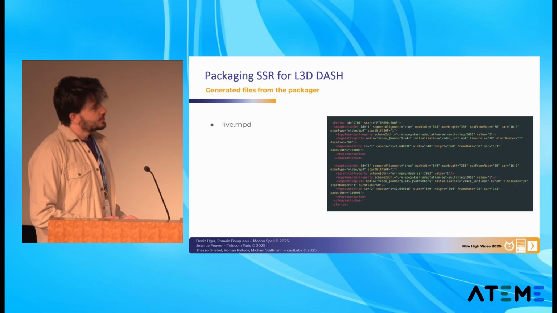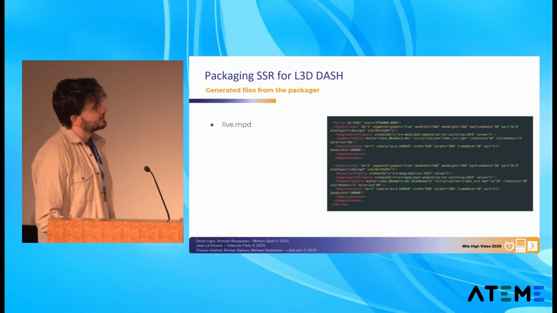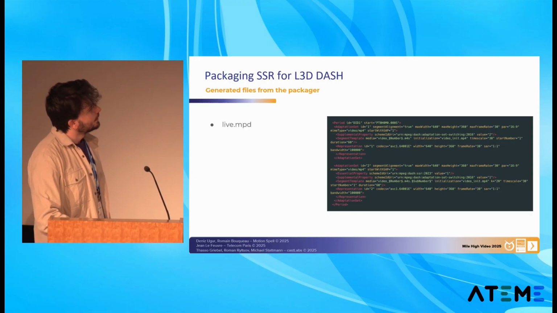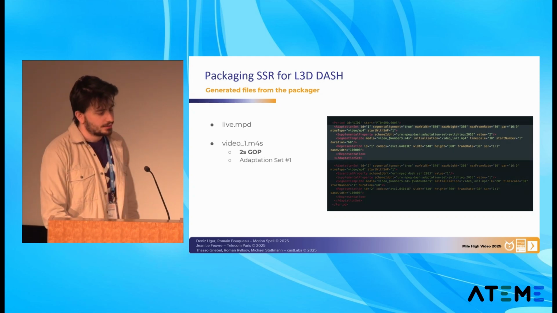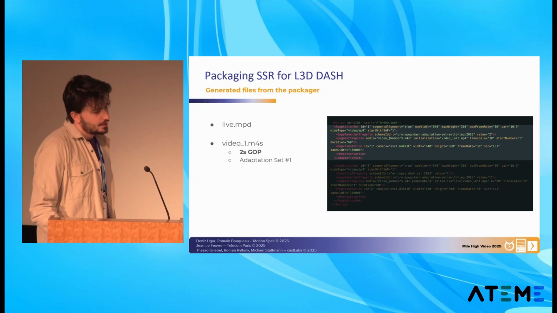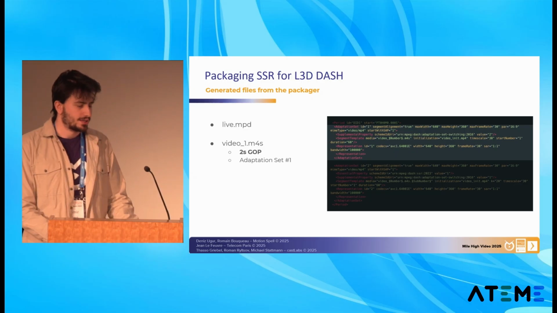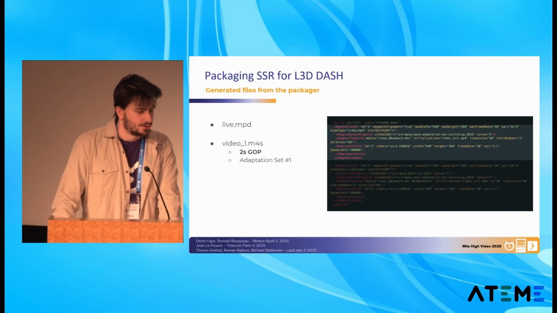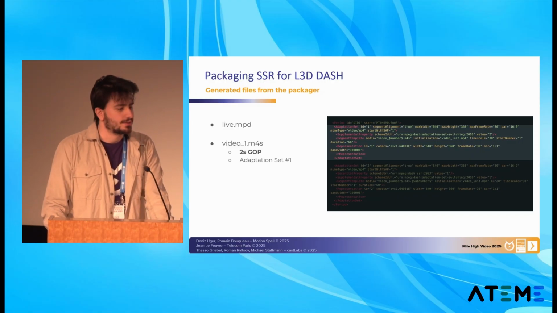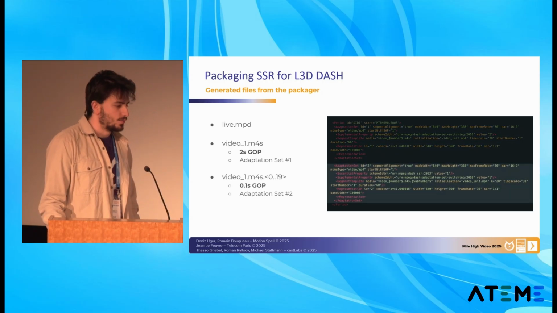So, first of all, it generates the manifest, of course, and the segments that the manifest is referring to. So here you see the first adaptation set is the longer GOP length adaptation set. The only difference from the regular DASH is the supplemental property that it refers to, which is the second adaptation set. That's the tune-in adaptation set. And this one refers back to the other one as well.